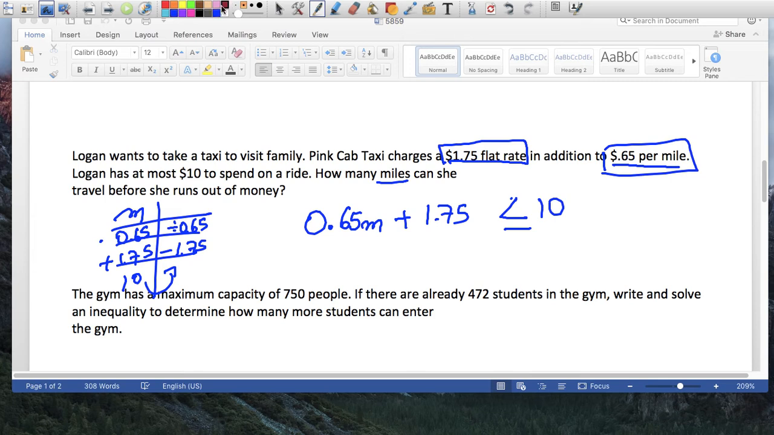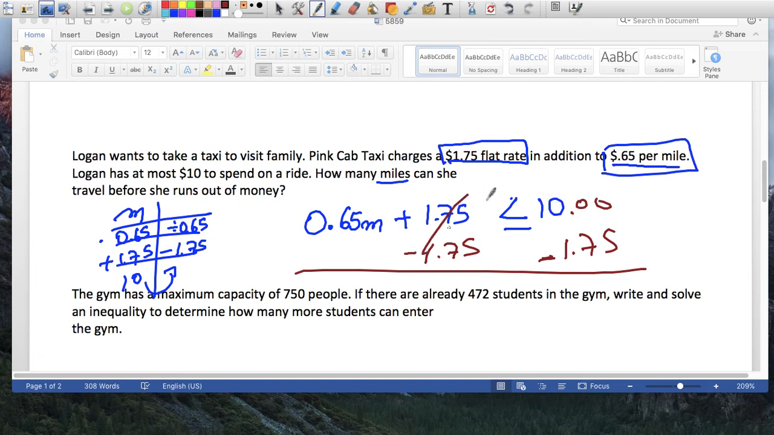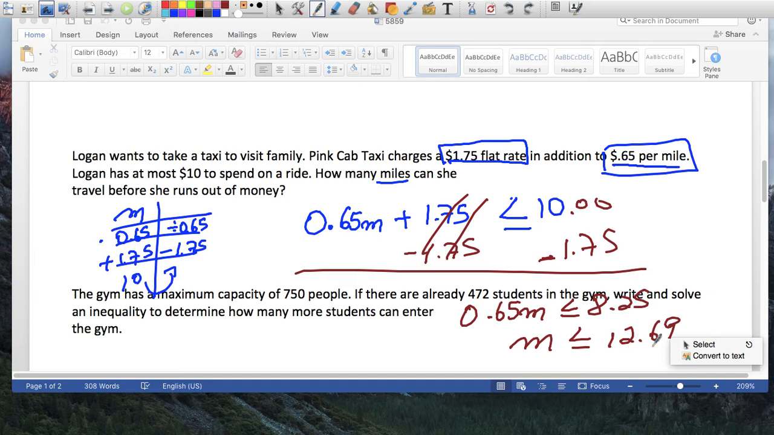So let's do this. Minus 1.75, minus 1.75. That's going to go bye-bye. 0.65M is less than or equal to 8.25. So after you pay the taxi 1.75 just for sitting in there, now you can divide. So 8.25 divided by 0.65. And the number of miles that you can go is 12.69 and more, but rounded it's going to be 12.69 miles.